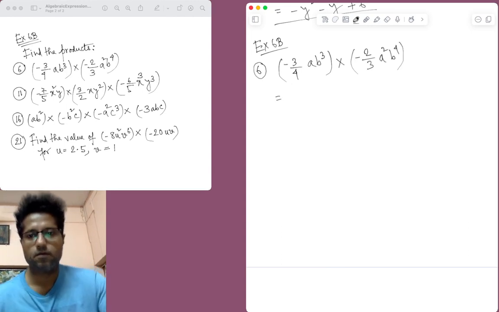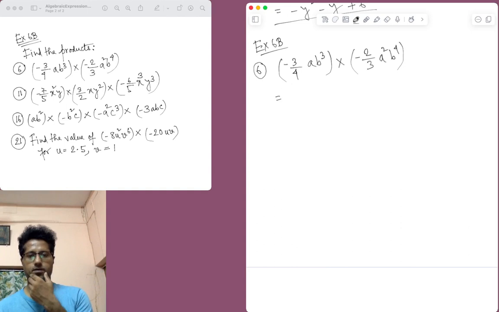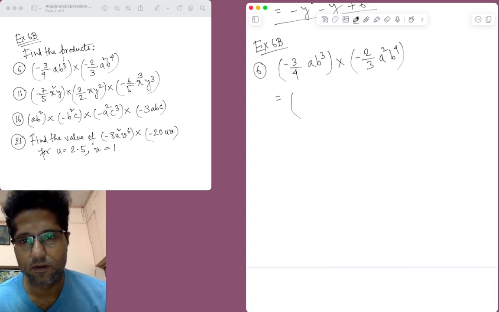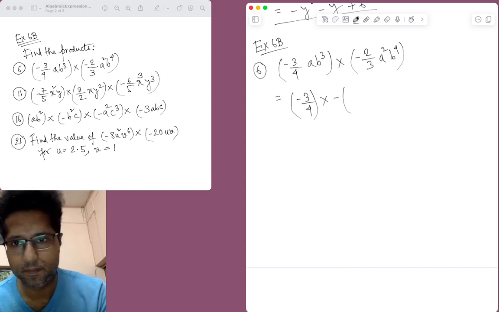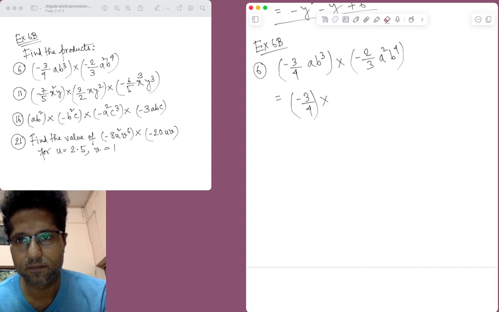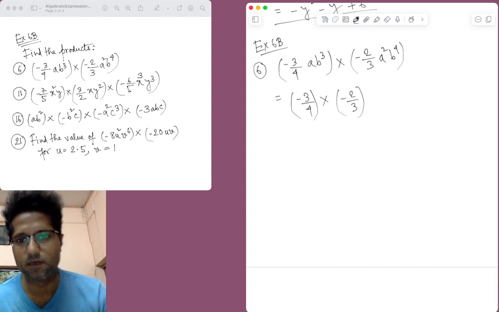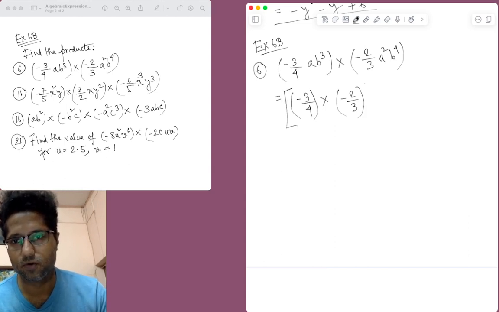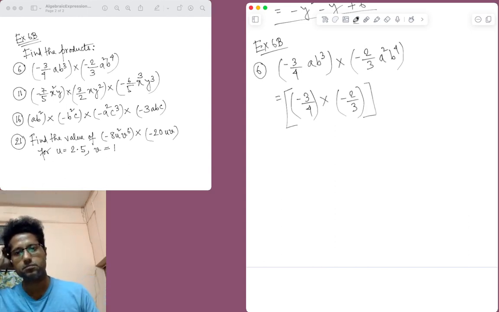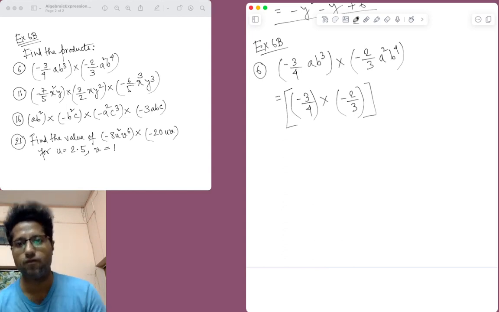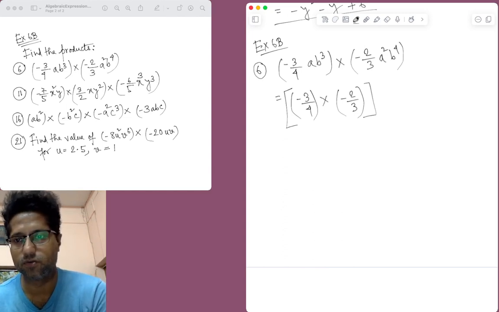So we first multiply the coefficient part. The coefficient of the first term is minus 3 by 4 and the coefficient of the second term is minus 2 by 3. So we do minus 3 by 4 multiplied by minus 2 by 3, for better readability. So this is the constant part, the coefficient of the final product, that is the product of the two coefficients, and then we will find the product of the two literal coefficients.